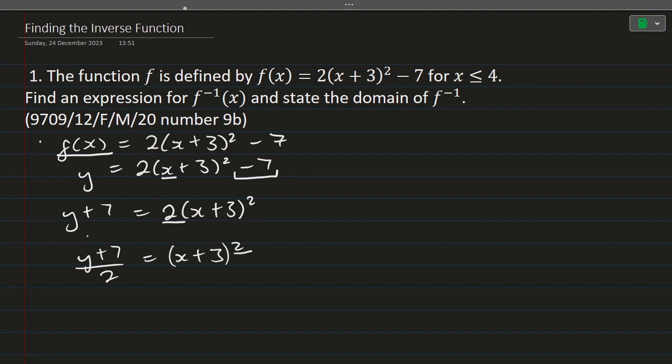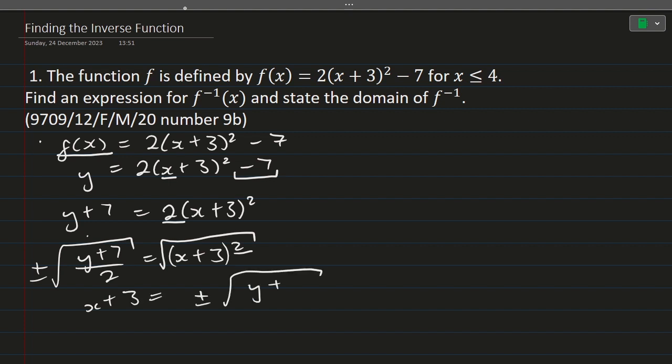Now to get rid of the power 2, we'll take the square root of both sides, and on this side, remember, it's plus or minus, and so this becomes x plus 3 is equal to plus or minus the square root of (y plus 7) over 2. Now let's move this 3 to the right hand side, so it becomes x is equal to negative 3 plus or minus the square root of (y plus 7) over 2.